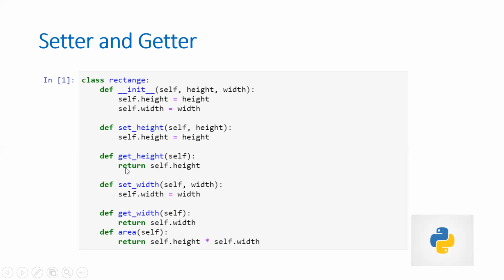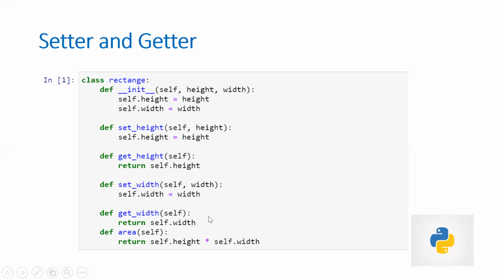These two methods should also be declared for the width attribute. So as usual, I write set width and get width. This set width method will set the value of width, and the get width method will return the value of width.